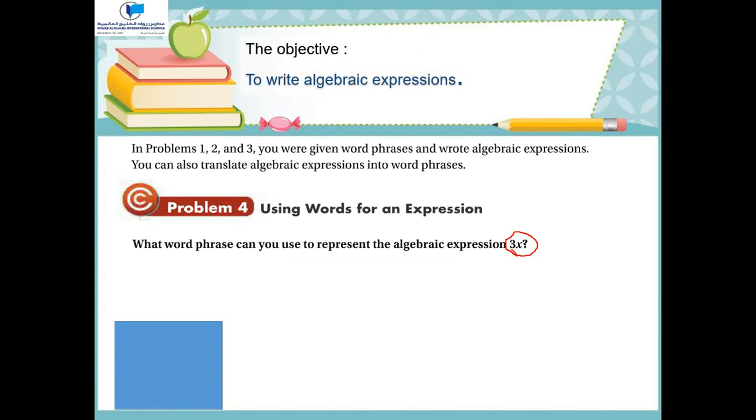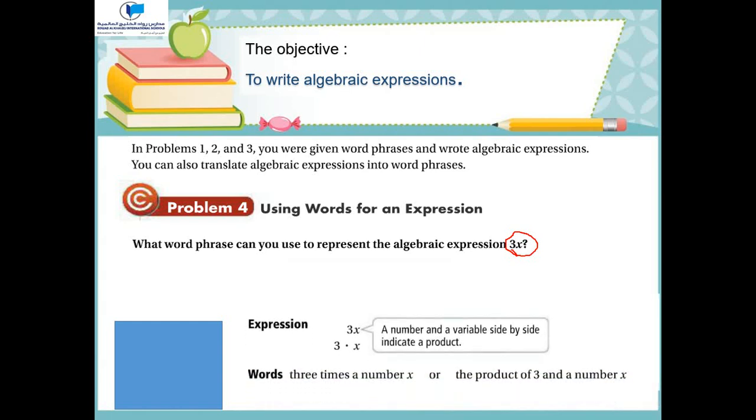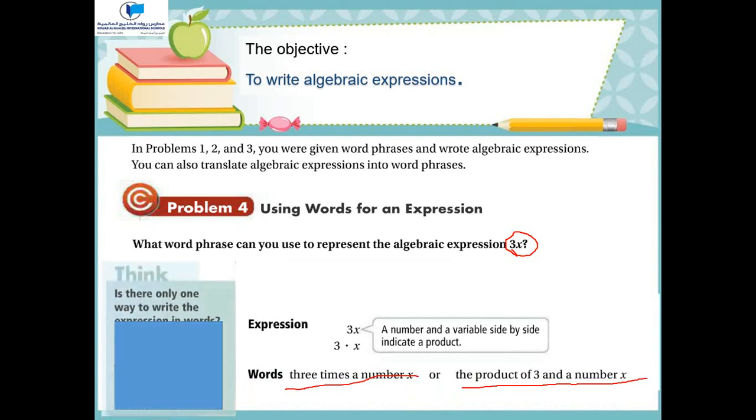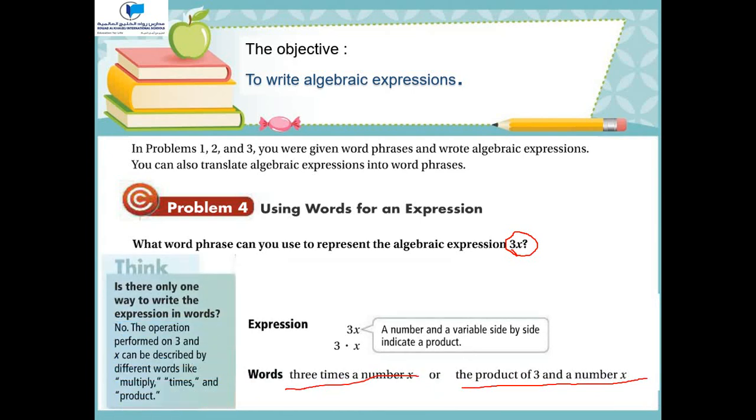I can say the product of 3 and a number x. So here are 2 expressions. Let me show you what we have. So 3 times a number x, or we can say the product of 3 and a number x. Let me give you more exercises.